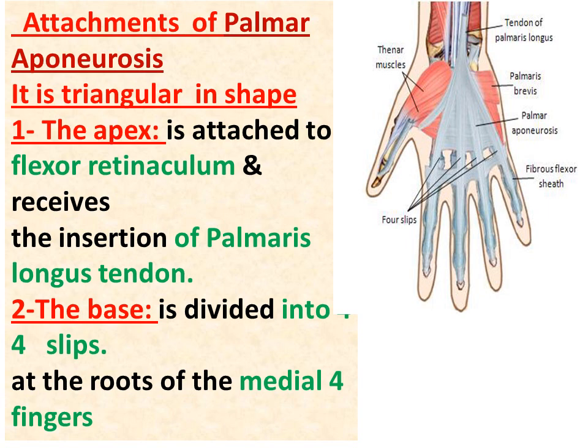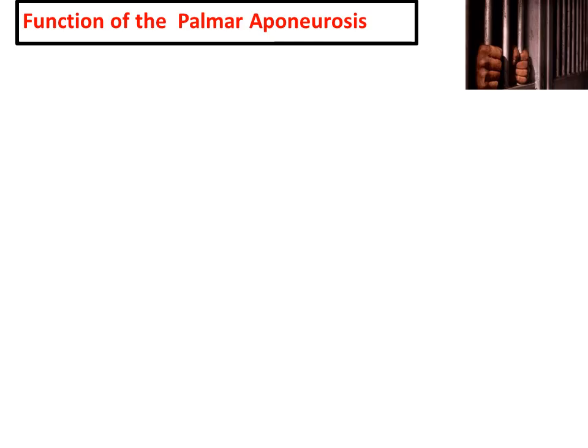The apex is attached to, giving continuity to, the flexor retinaculum and giving insertion to the tendon of palmaris longus, while the base is divided into 4 slips to the medial 4 fingers. This is the division, or slips, of the palmar aponeurosis to the medial 4 fingers.